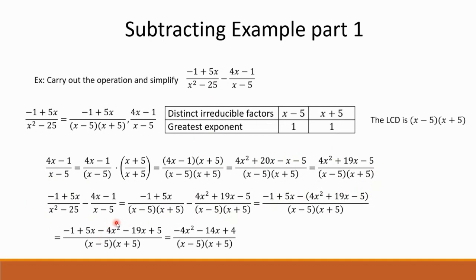So what happens here then? We combine like terms, right? -1 plus 5, that's 4. I put it at the end. 5x minus 19x, that's minus 14x. Minus 4x squared stays here. So this is what we get. And we want to know if this is simplified.